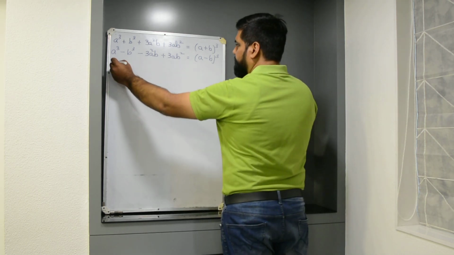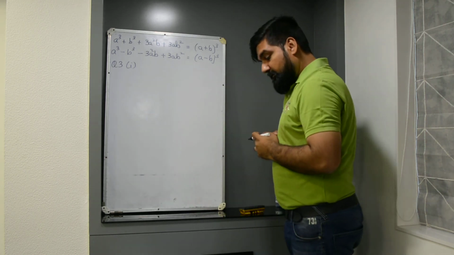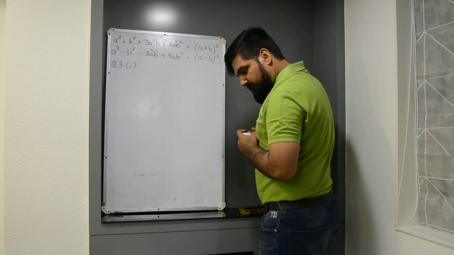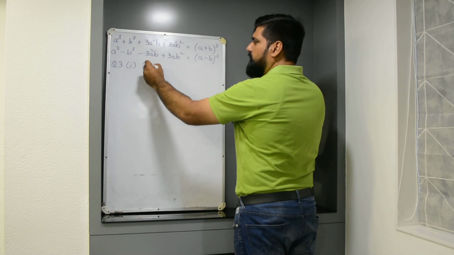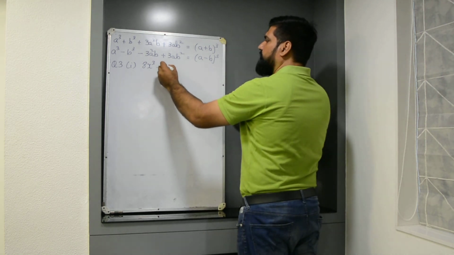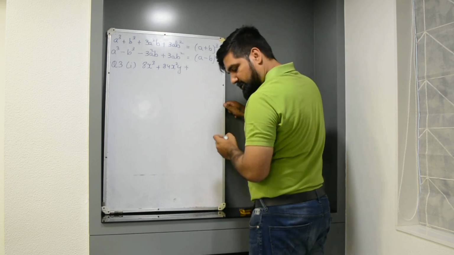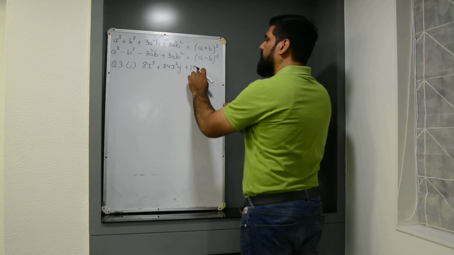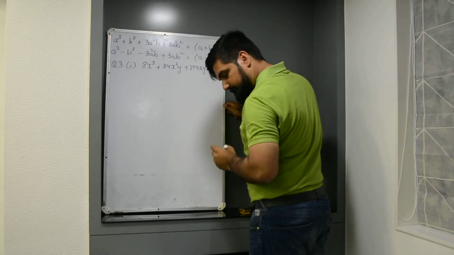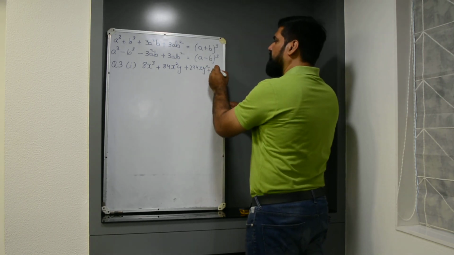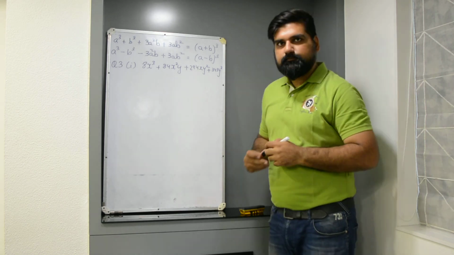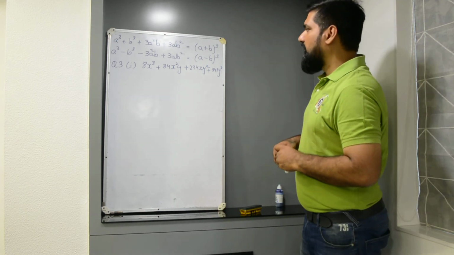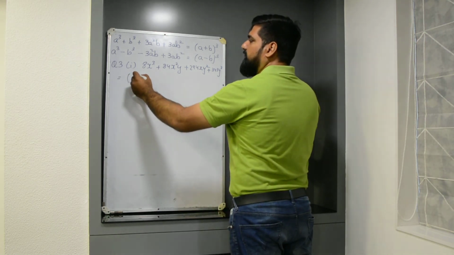Like question 3, first part. We have been given 8x cube plus 84x square y plus 294xy square plus 343 y cube. We need to find this value if x is equal to 1 and y is equal to 2. So how will we do it? See, the first term is a perfect cube.